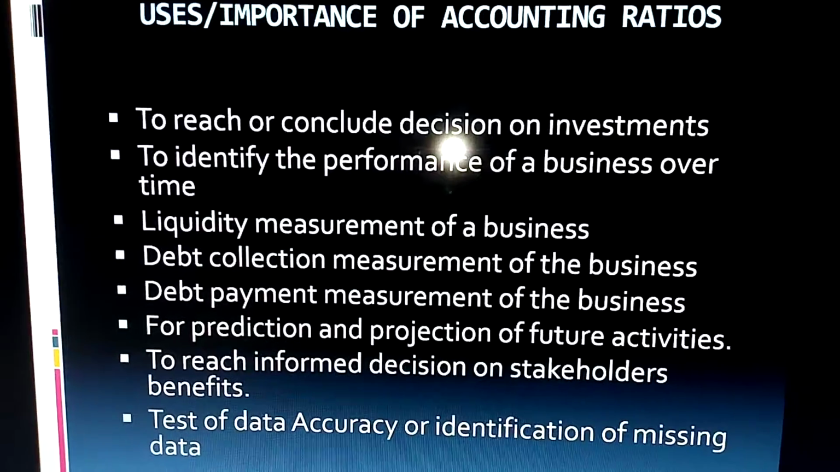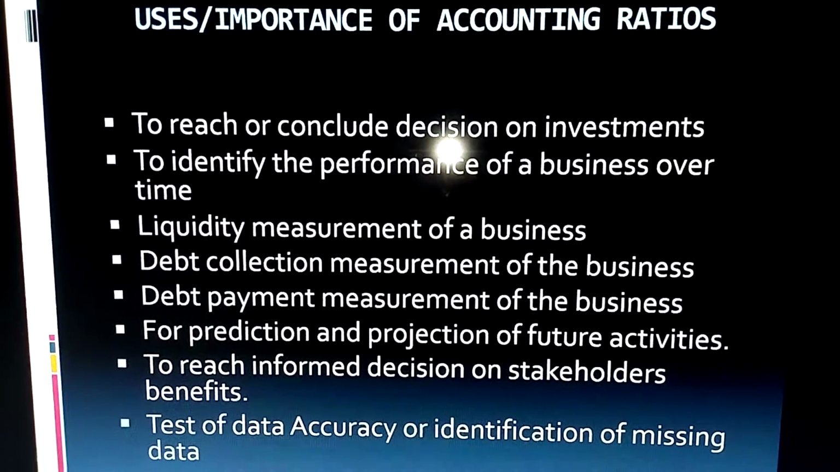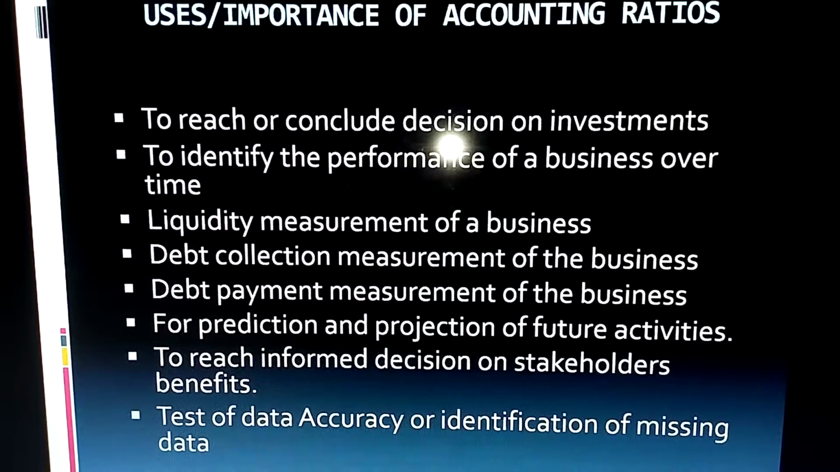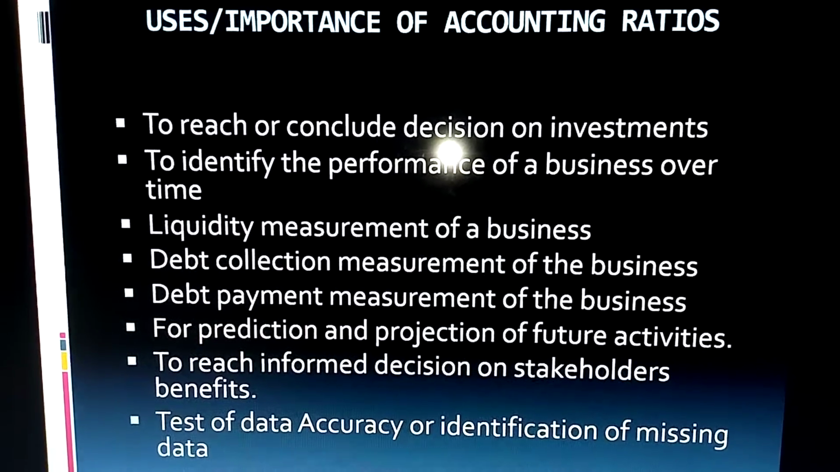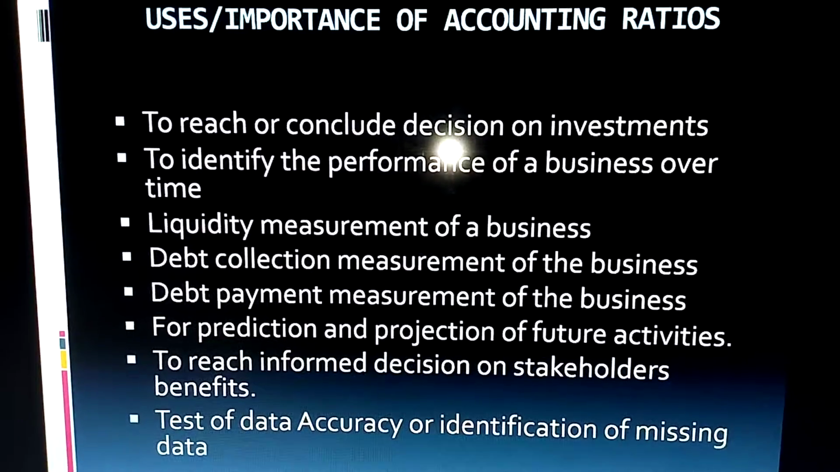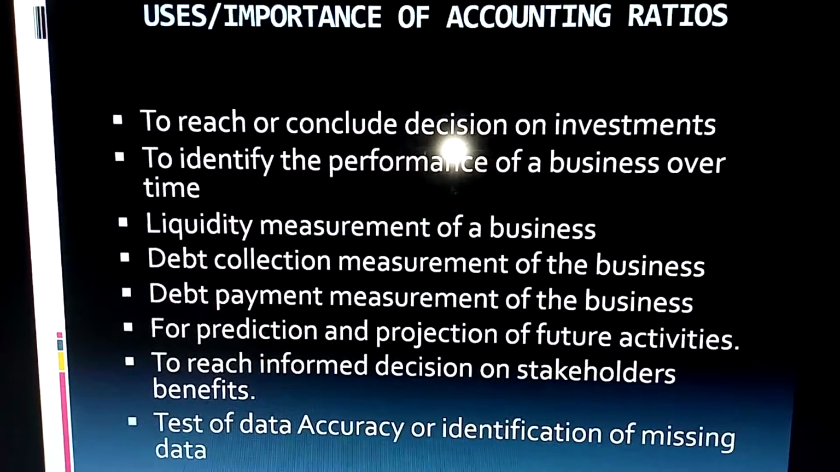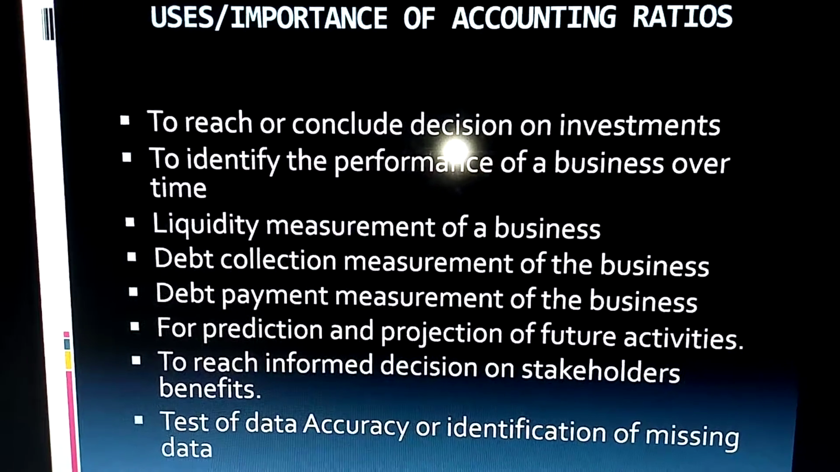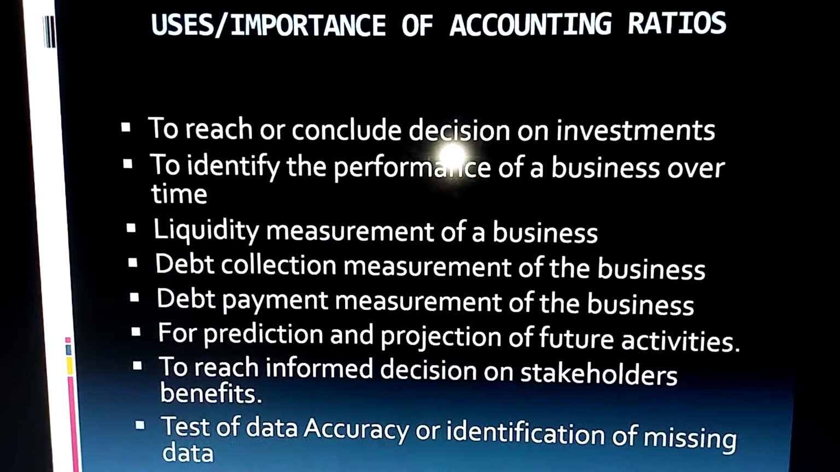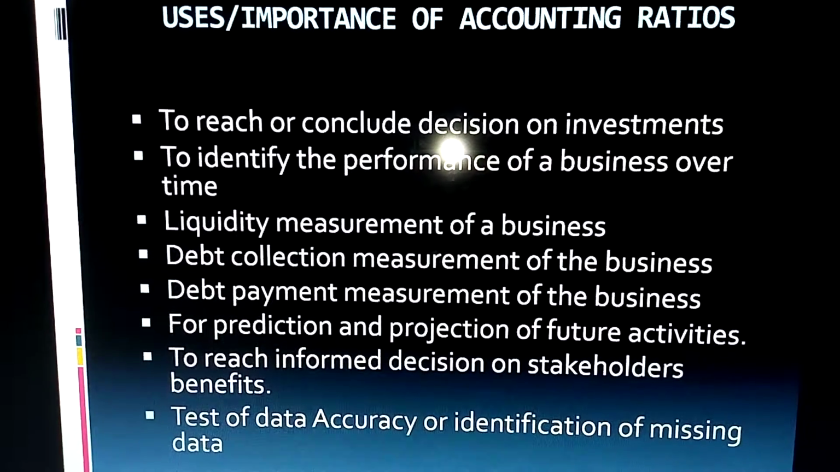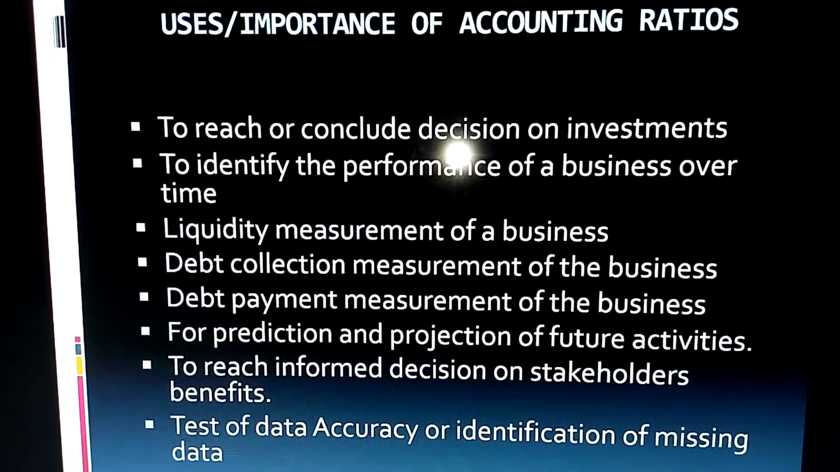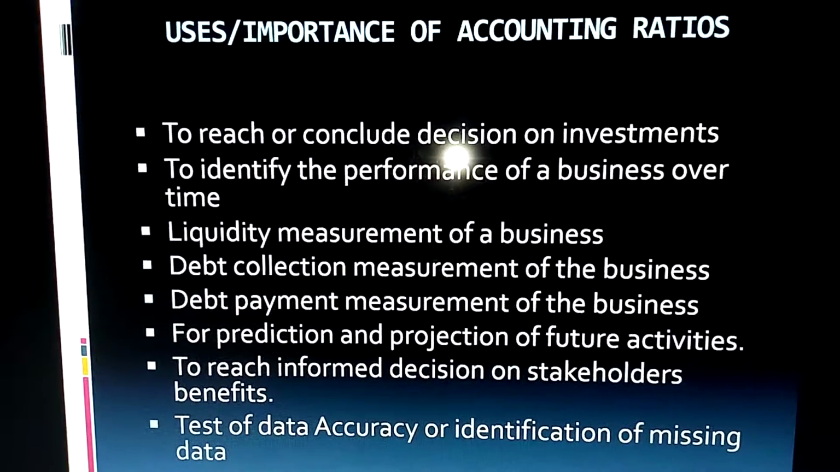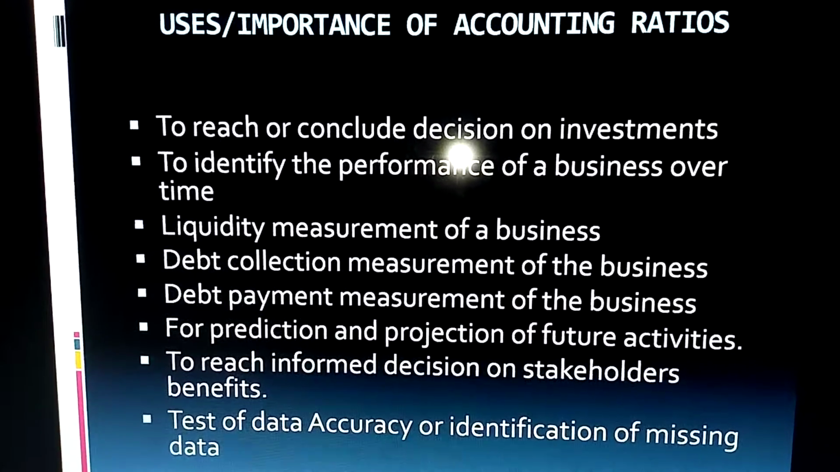Another thing is you want to know the liquidity of the business. How is the business capable to meet its short-term and long-term obligations? You can use accounting ratios to do that. Debt collection: how active are they in collecting debt from people owing them? That's another thing you can use accounting ratios to achieve. How committed are they in paying people that the business is owing? Another thing you can use the accounting ratios to get.